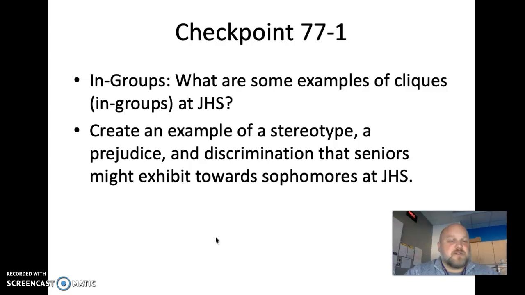And then an example of a stereotype: maybe you have a stereotype towards sophomores that sophomores are immature. And you have a prejudice, a negative attitude towards sophomores: I do not like them. And then a discrimination could be, I will not hang out with sophomores. I will not let them ride in my car, or I will not work with a sophomore on an assignment. So those would be an example of a stereotype, a prejudice, and discrimination.